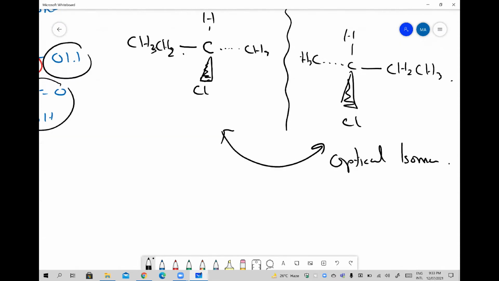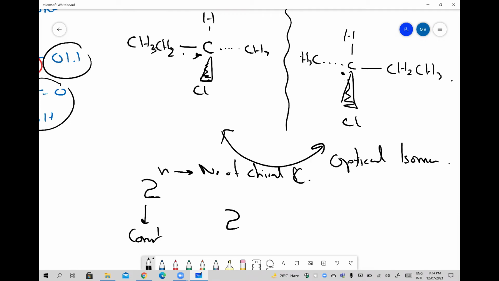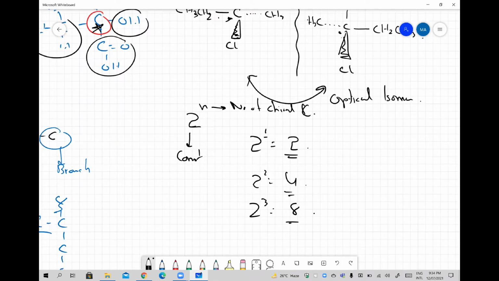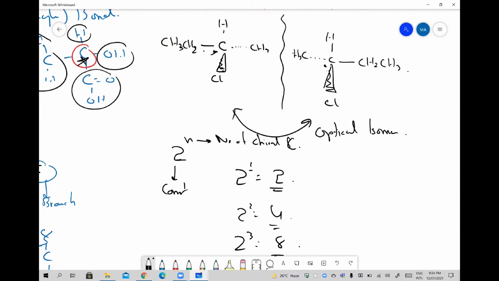One chiral carbon can have two combinations, because if we had one chiral carbon, we got two isomers. Similarly, two chiral carbons will produce four combinations. The general formula is 2 raised to the power of n, where n is the number of chiral carbons, and 2 is a constant here. For example, 2 raised to the power of 1 gives 2 isomers, 2 raised to the power of 2 gives 4 combinations, 2 raised to the power of 3 gives 8 combinations. This is how the combinations vary depending on the number of chiral carbons, and you can simply use this formula to get the number of combinations produced.